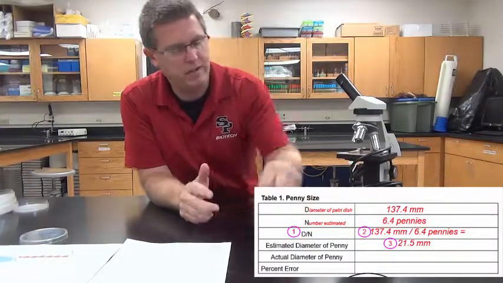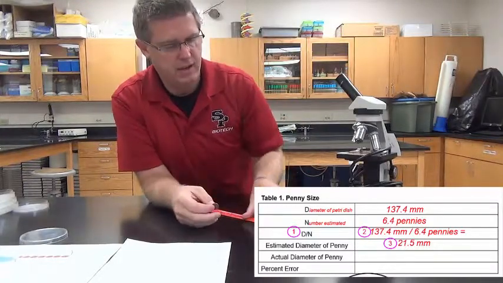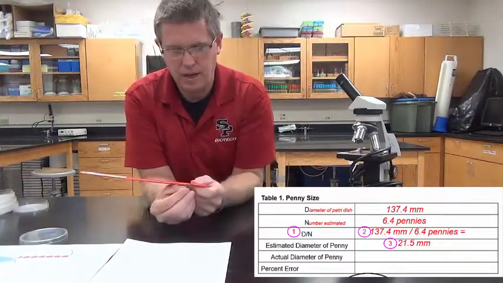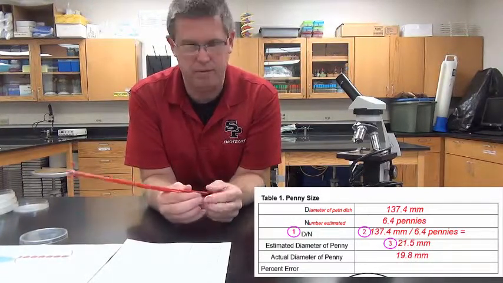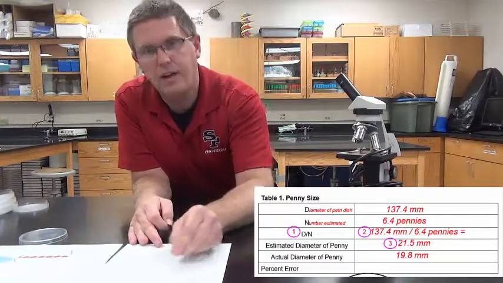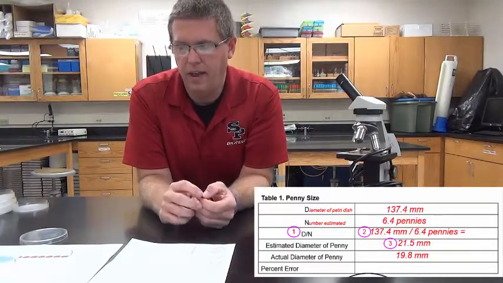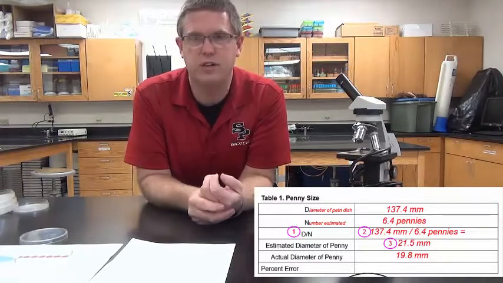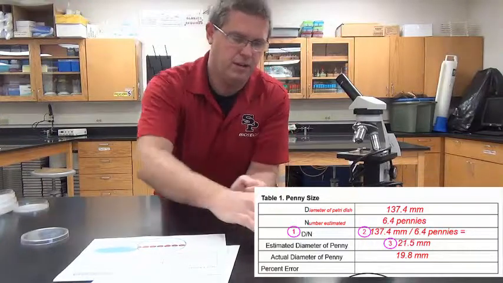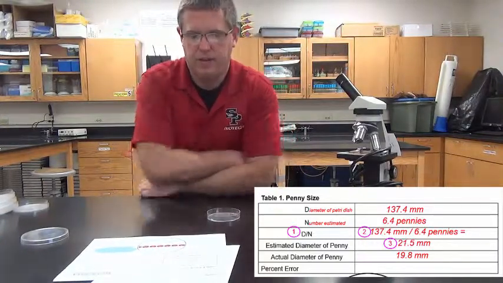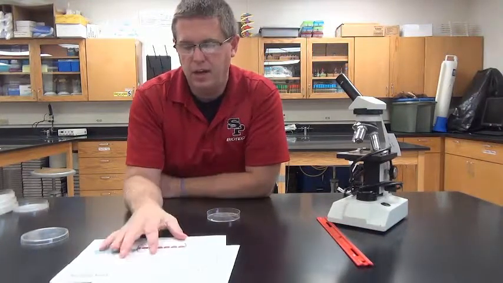Next line below that, it says actual diameter of pennies. How do I come up with the actual diameter of pennies? I have to actually measure it. So I take my ruler, and for my example I get 19.8 millimeters. I write that on my worksheet, and my two numbers were close to each other. I had estimated, using my mind's eye, 21.5 millimeters, and really it turned out to be 19.8.